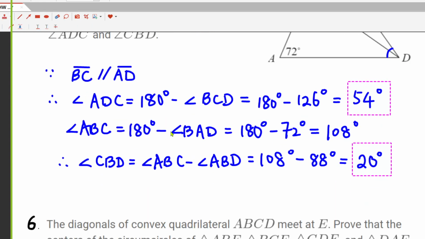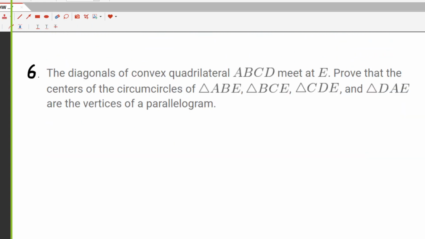Alright, then next one. Question number 6. Diagonals of a convex quadrilateral ABCD meet at E. Prove that the centers of the circumcircles of triangles ABE, BCE, CDE, and DAE are the vertices of a parallelogram. Okay, let's draw an arbitrary quadrilateral first.